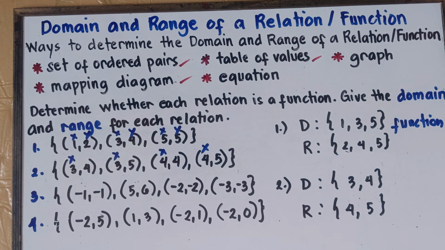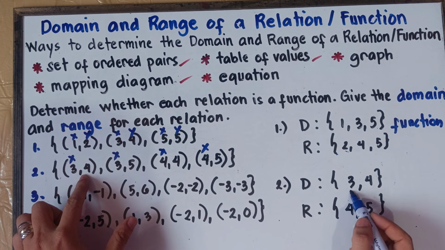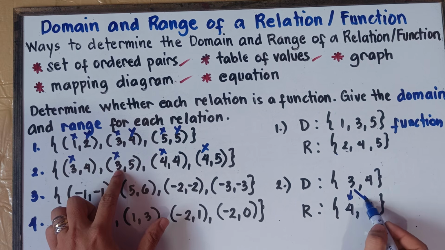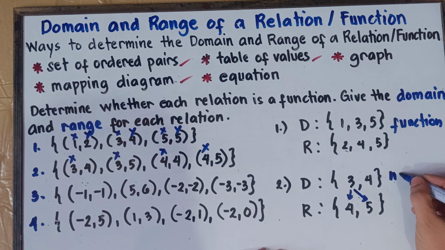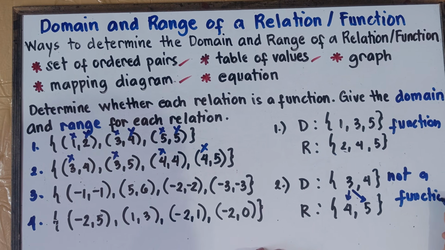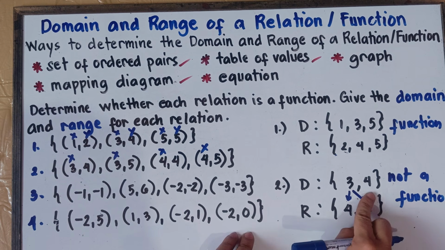Now question, is this a function or not a function? That's correct. This will not be a function because one input corresponds to two different outputs. Example, class, this one right here, 3 and then 4, 3 and then 5. Therefore, this will not be a function. So not a function for number 2. The domain will be 3 and 4. The range will be 4 and then 5.